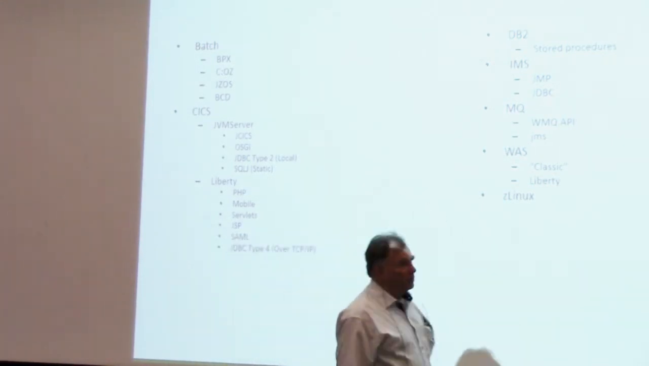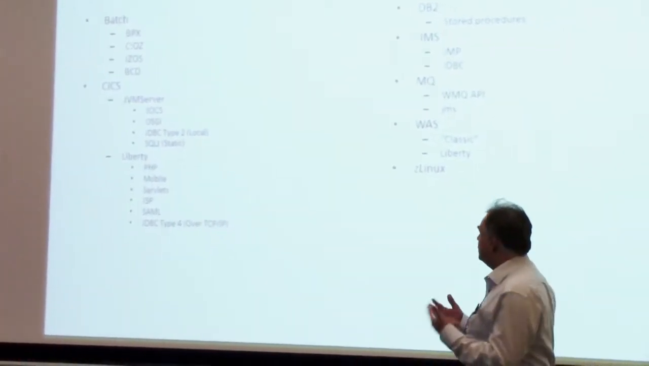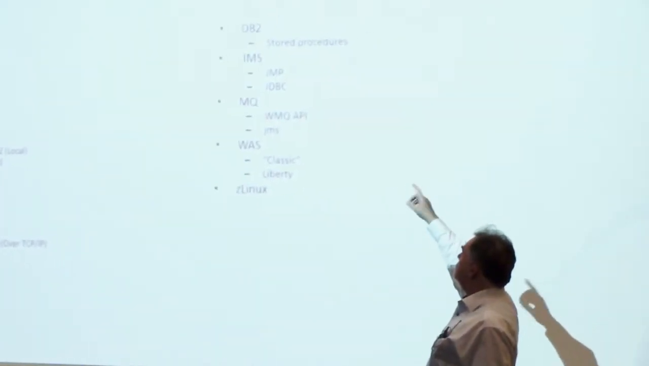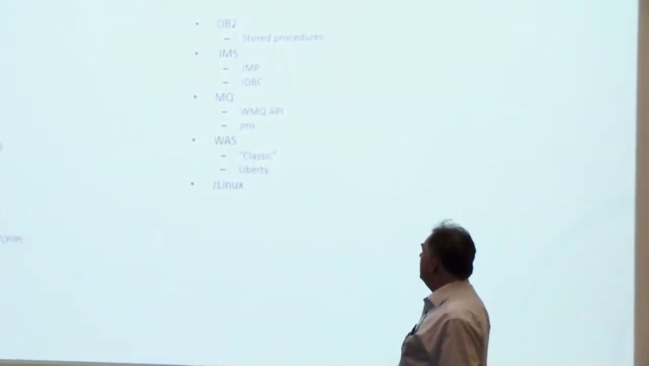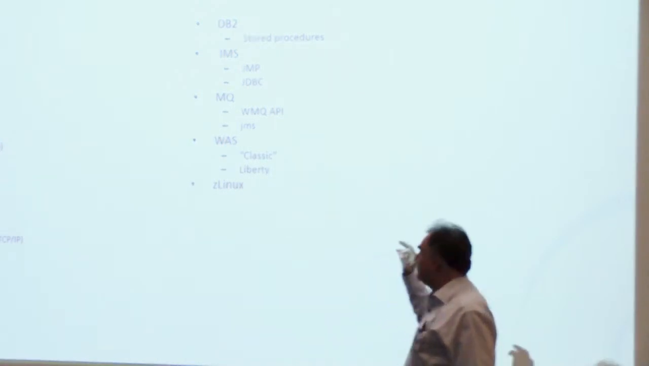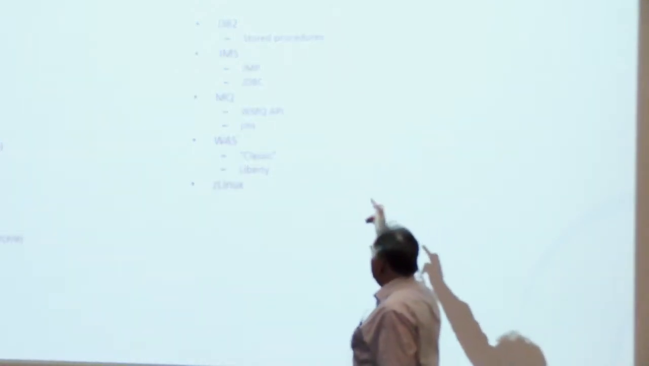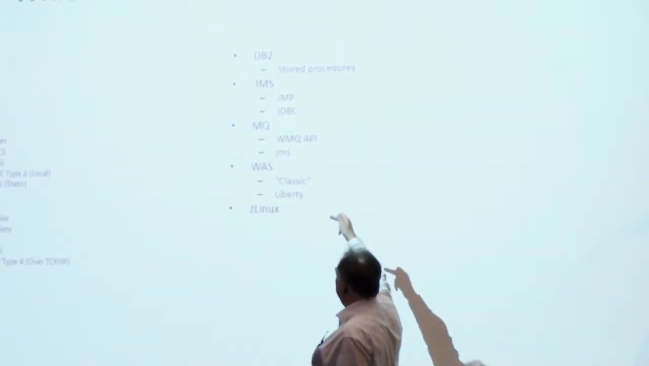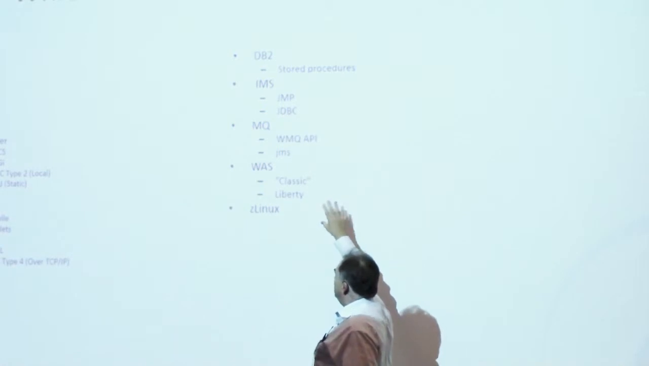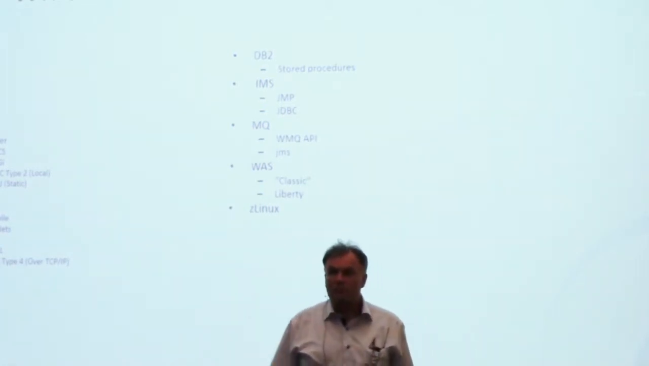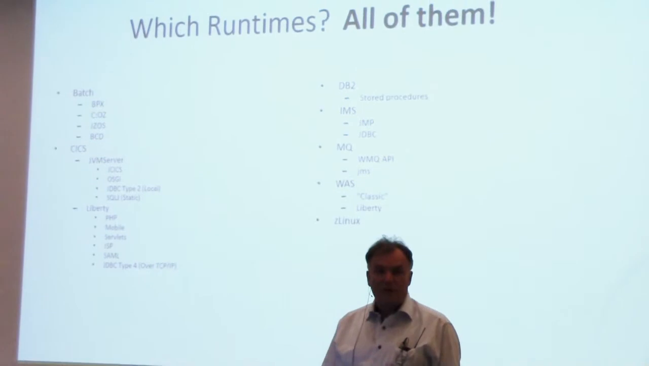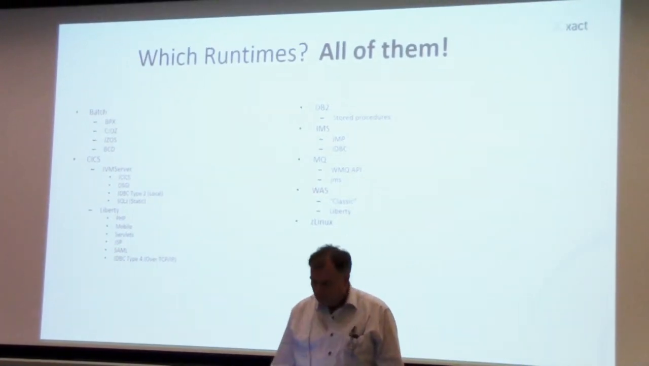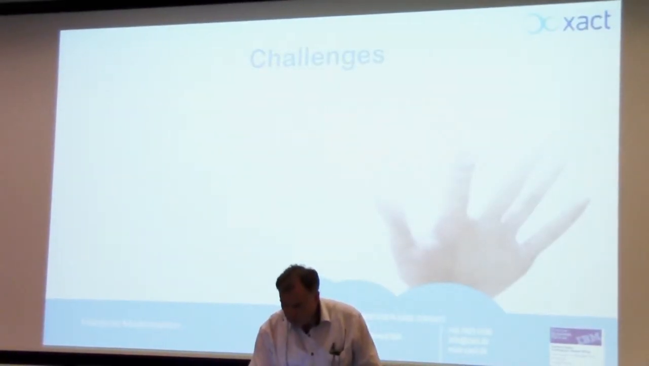On DB2, of course, you can connect to DB2 with SQLJ and JDBC, and you can write stored procedures in DB2. IMS has Java messaging programs, and it has JDBC calls to the IMS databases. MQ has got an IBM WebSphere MQ API, and it's got the native Java JMS interface. WebSphere, Classic or Liberty, and zLinux. So really, you can run it everywhere.